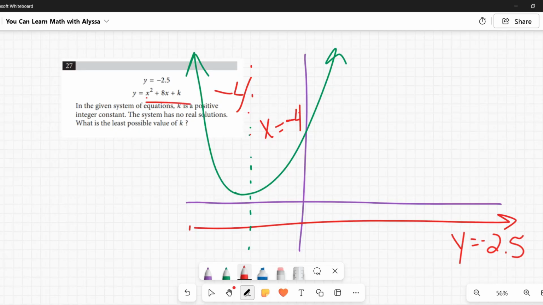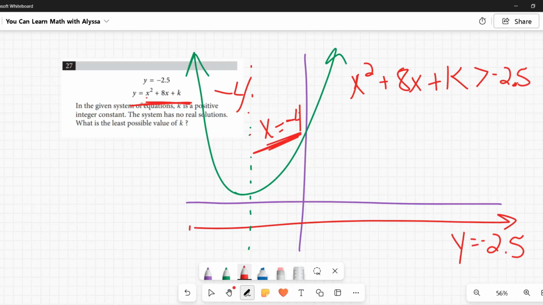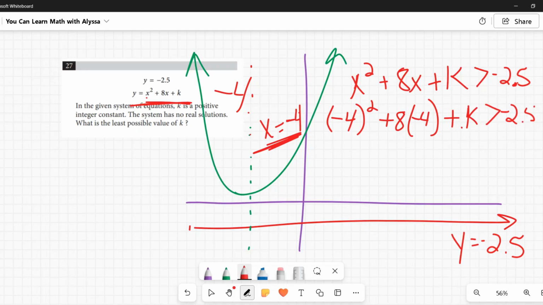I know that this parabola has to be above negative 2.5. It has to be greater than negative 2.5. So that's how I'm going to write it. x squared plus 8x plus k is greater than negative 2.5. And I know this minimum point, this lowest point, is at the point where x is equal to negative 4. So I'm going to plug in negative 4 for x. Negative 4 squared plus 8 times negative 4 plus k must be greater than negative 2.5.